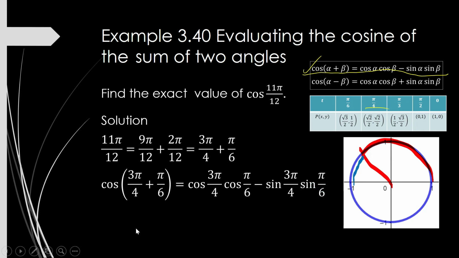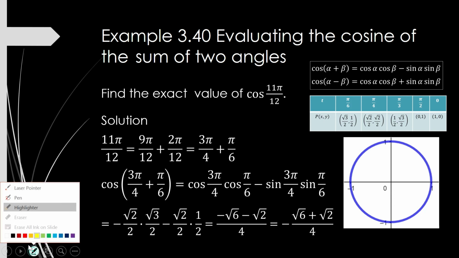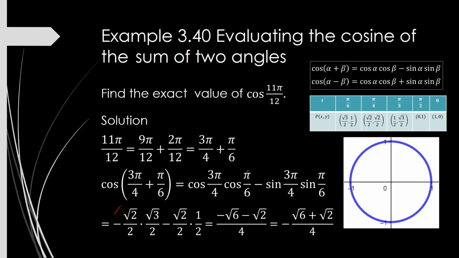Cosine of 3 pi over 4 is negative square root of 2 over 2, times cosine of pi over 6, which is square root of 3 over 2, minus sine of 3 pi over 4. It's positive because 3 pi over 4 is in the second quadrant, so sine of 3 pi over 4 is positive. So it's square root of 2 over 2 times 1 half. You simplify it, and what we did here is we factored out negative 1. And so cosine of 11 pi over 12 is equal to negative of square root of 6 plus square root of 2 all over 4.